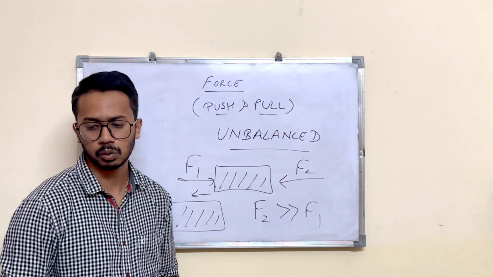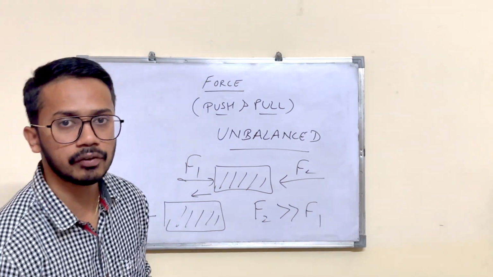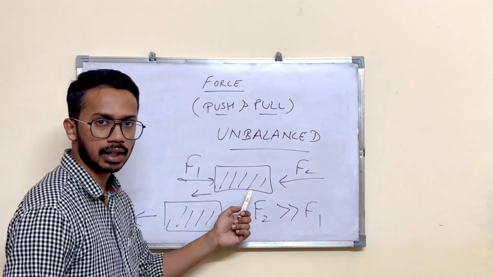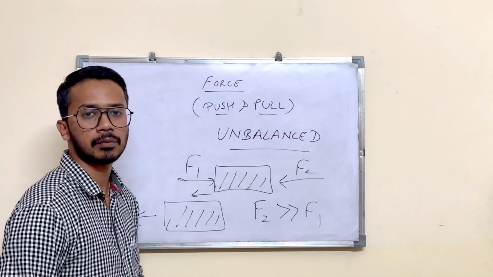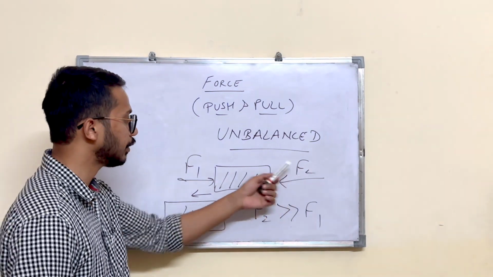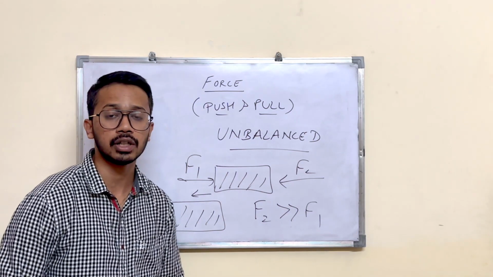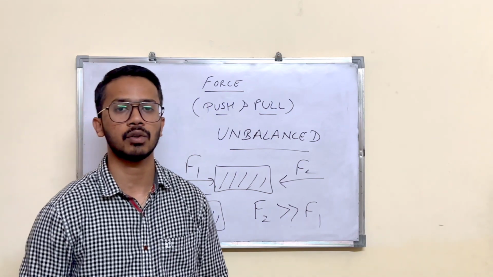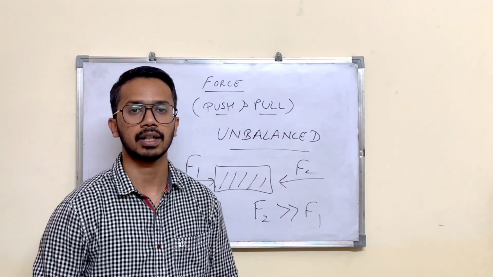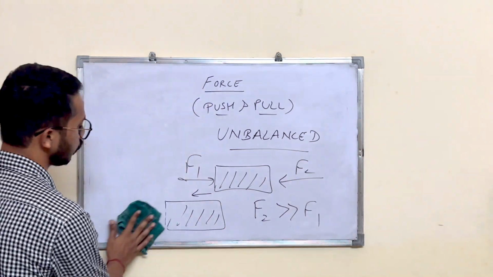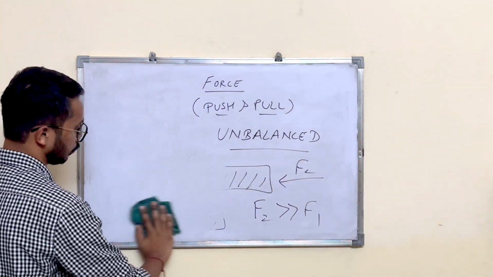I hope these two terms are quite clear now. If F1 and F2 are the same, acting in opposite directions, then it will be an example of balanced force. If they are unequal, it is an example of unbalanced force. In terms of definition, balanced forces are where the net force is 0 and unbalanced where the net force is non-zero. Alright, let's move on to Newton's laws now.